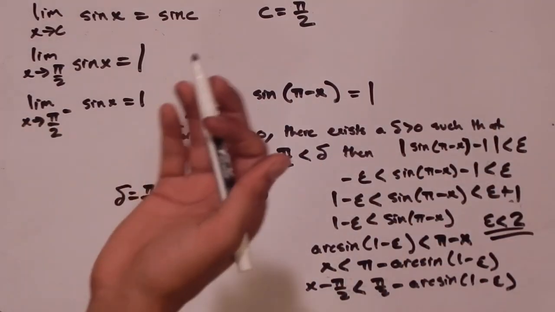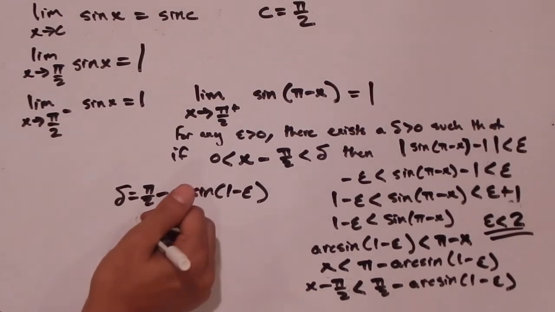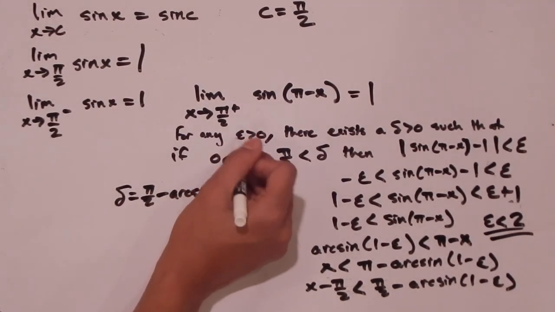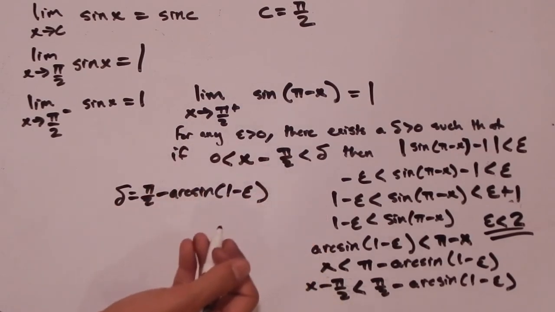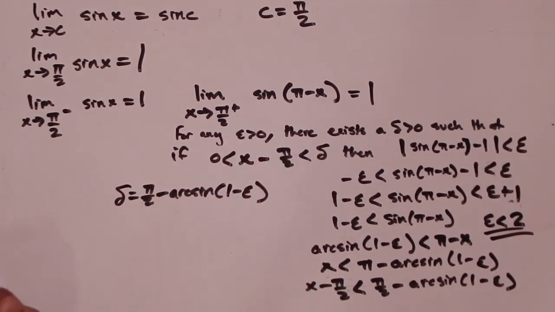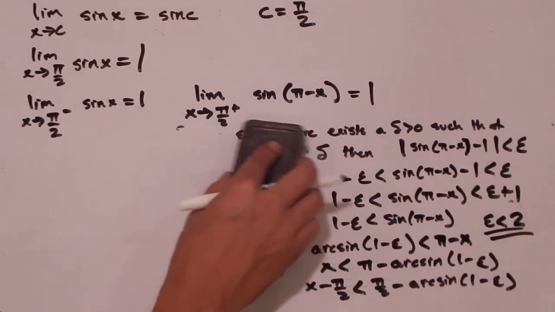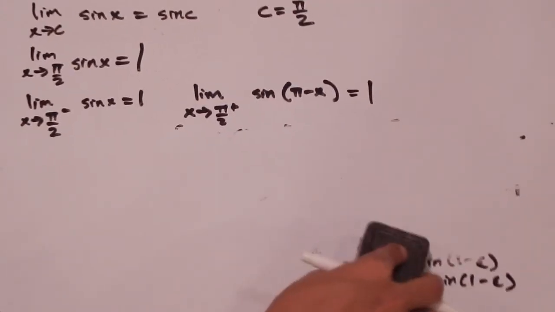And if you were to give me an epsilon value greater than 2, what do I do? I just pick a delta value that I would have found by plugging in an epsilon value that was less than 2. And that delta value will still work for epsilon values greater than 2. And that's something we've explained. So that lets me know that the limit as x goes to pi over 2 from the right of sine of pi minus x is equal to 1.